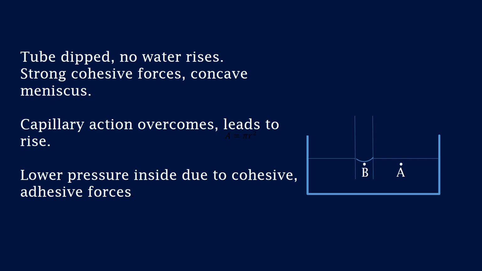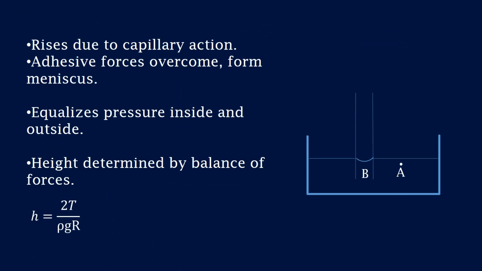Contrary to the previous scenario, here the water ascends inside the capillary tube due to the capillary action. The adhesive forces between the water and the glass molecules overpower the cohesive forces within the water, enabling it to climb the capillary walls, forming a concave meniscus. This upward movement of the water balances the pressure inside and outside the capillary at the same level.